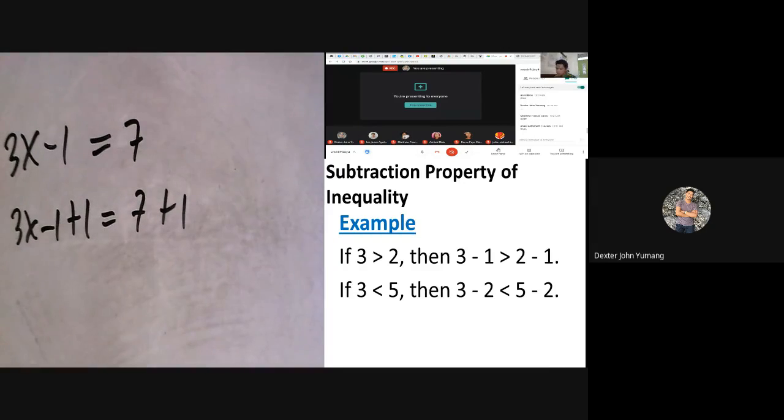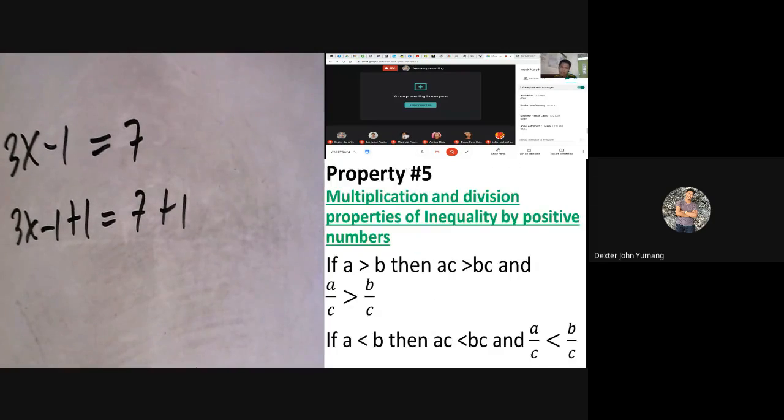Okay, so let's continue. So the next property is number 5. So this is the multiplication and division properties of inequality by positive numbers. Sabi po diyan, multiplication and division. Ibig sabihin, pwede siyang i-multiply, pwede siyang i-divide. So sabi naman po, positive numbers. So therefore, positive numbers lang ang involved dito.